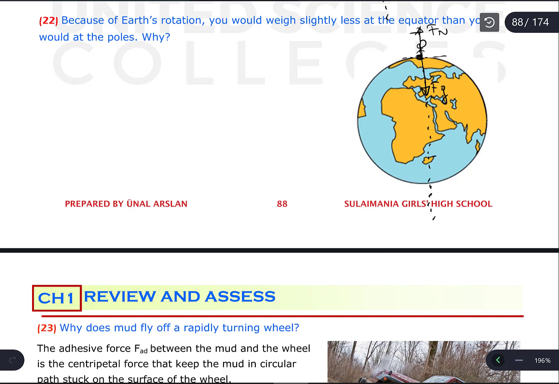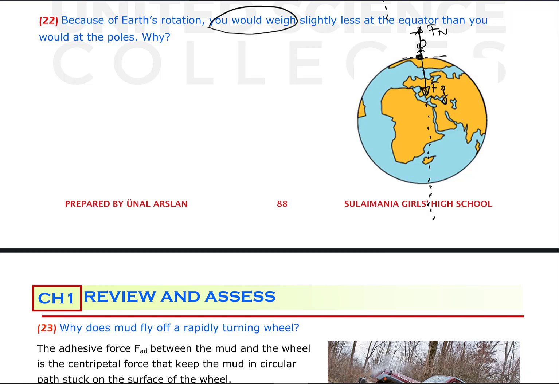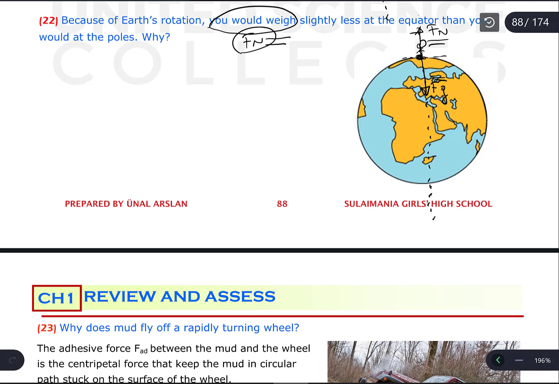Two forces act on your body. When you step on a scale, when you press on the surface of a scale, you measure Fn. So your weight is Fn; you measure Fn. Because your body is not following a circular path, because you are on the axis of rotation, these two forces are equal in magnitude because no centripetal force is required. At the poles, Fn and Fg are equal because your body is not following a circle.